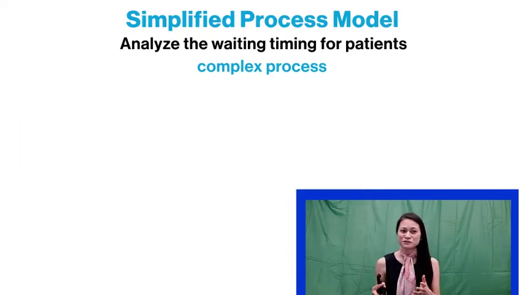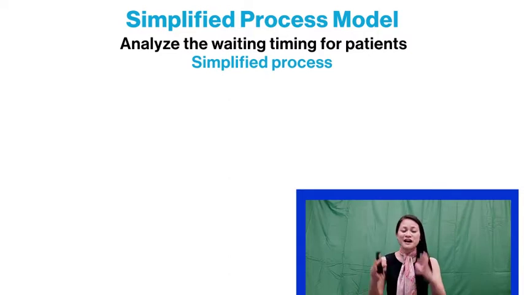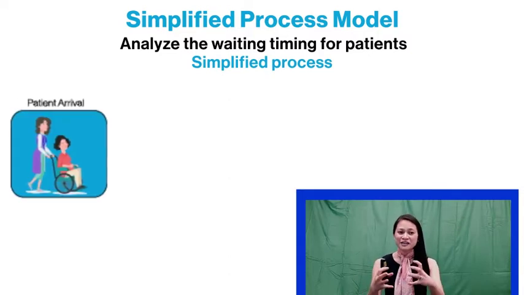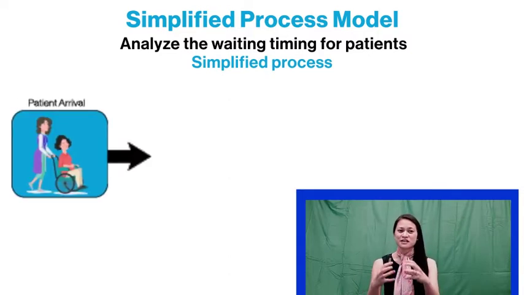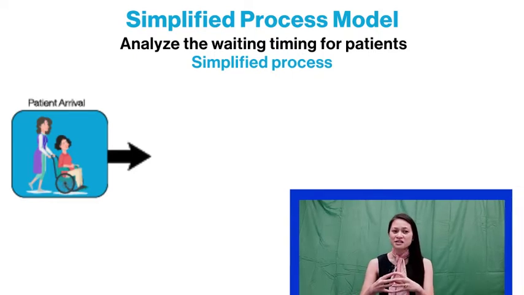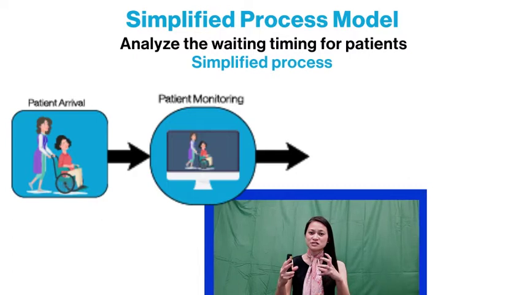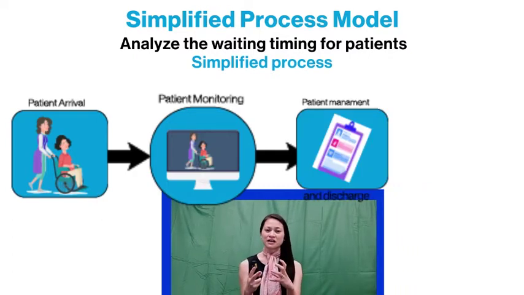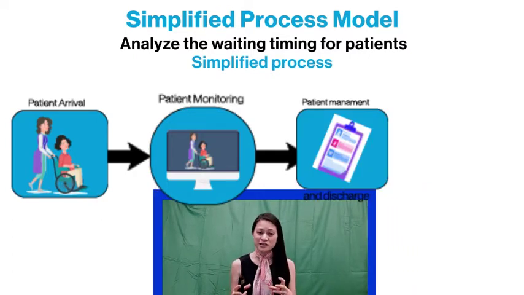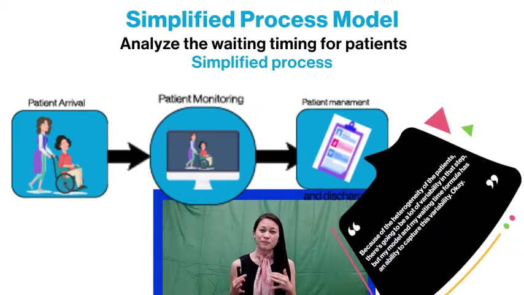But what am I going to do? I'm going to vastly simplify it and aggregate it into one single step. I'm going to look at the patient management and discharge step as one single step all together. Because of the heterogeneity of the patients, there's going to be a lot of variability in that step. But my model and my waiting time formula has an ability to capture this variability.